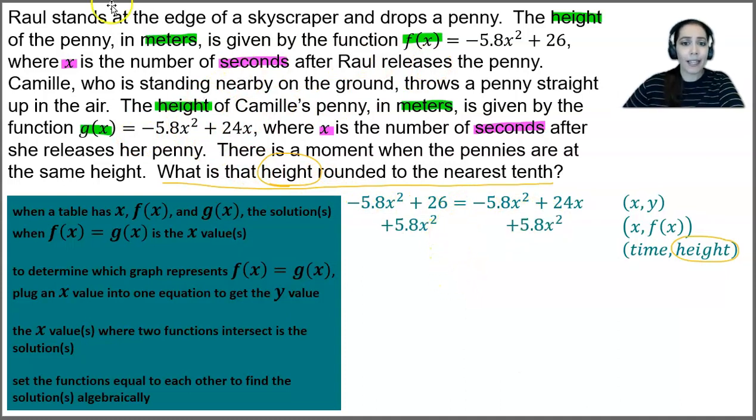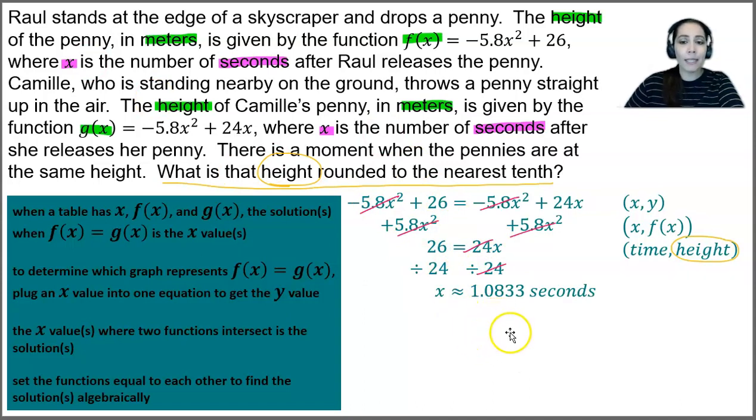I'll start by adding 5.8 x squared to both sides. Those will end up canceling on the left and on the right, and that will leave me with 26 equals 24x. Then we will divide by 24 on each side. 24 will cancel on the right, and we have x equals 26 divided by 24, which is approximately 1.0833 seconds.